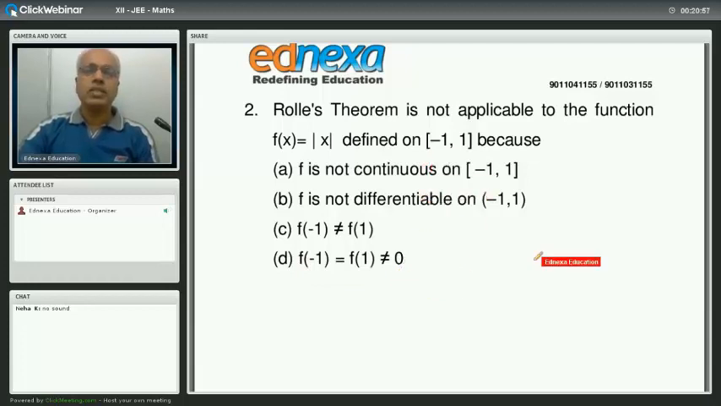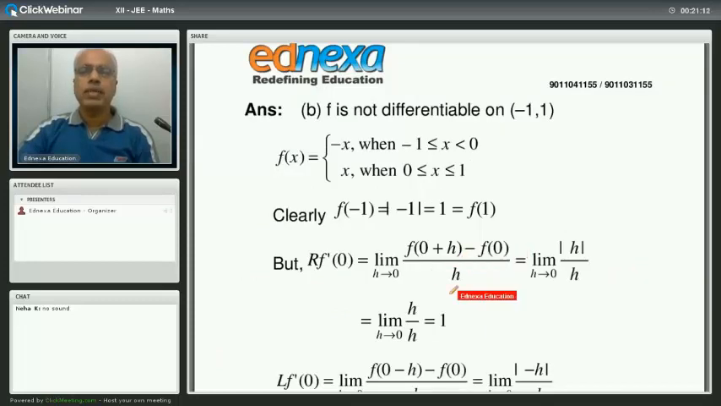So now, whether it is continuous or differentiable. If you remember the graph, you can see that the function is continuous, but it is not differentiable at x = 0, and therefore B is your answer. That is why you cannot apply Rolle's theorem to that.